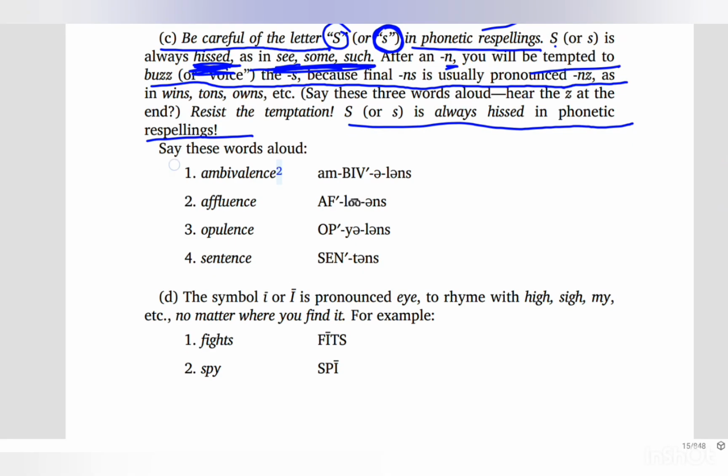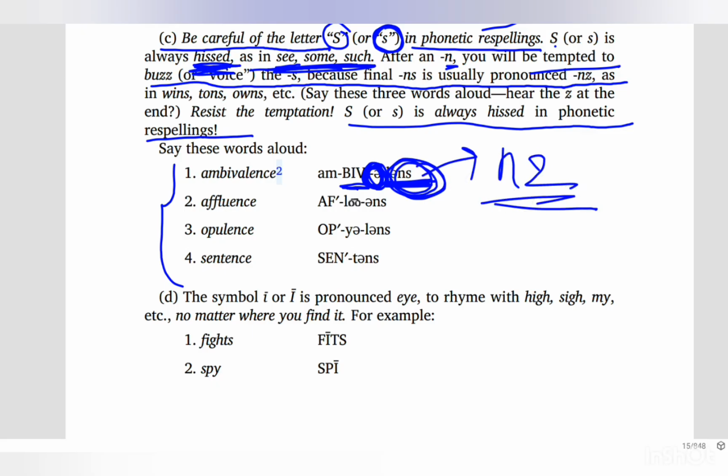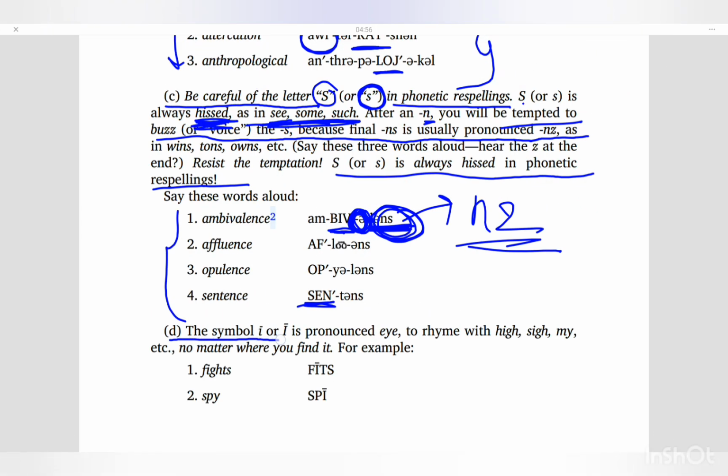Say these words aloud. Let's say these words. We will stress right here. And this is schwa, so we will say this as if it is not there, okay? Ambivalence, and what we are actually talking about is that this ns is produced like nz, if you notice. Ambivalence, affluence, opulence, sentence. Right here is the stress. The symbol of I or capital I, we will read about this in our next session.